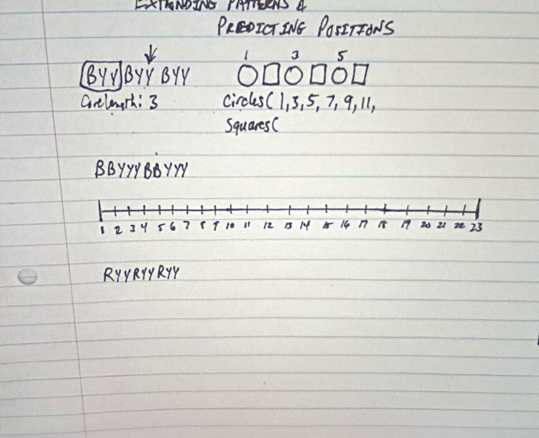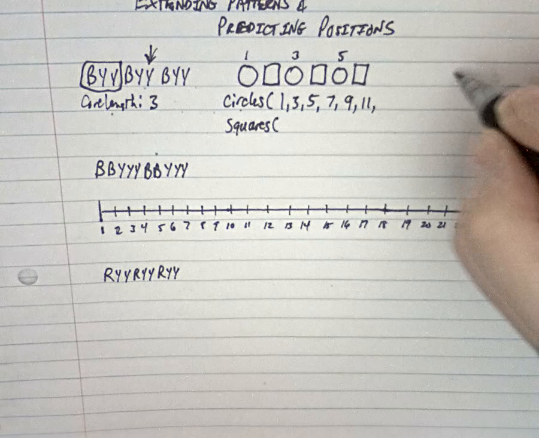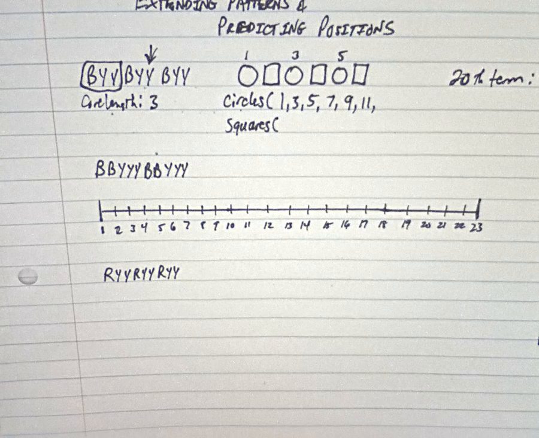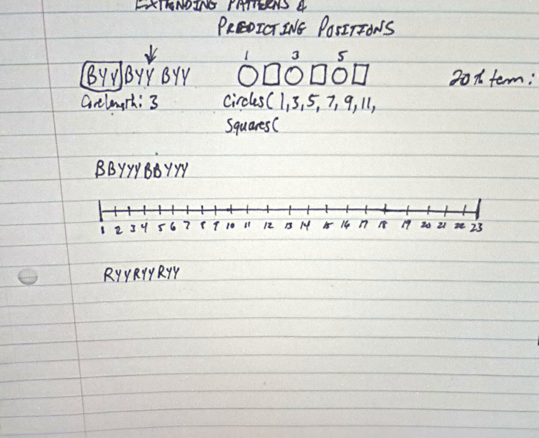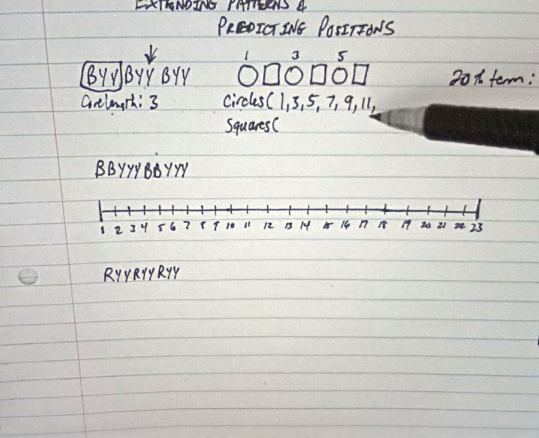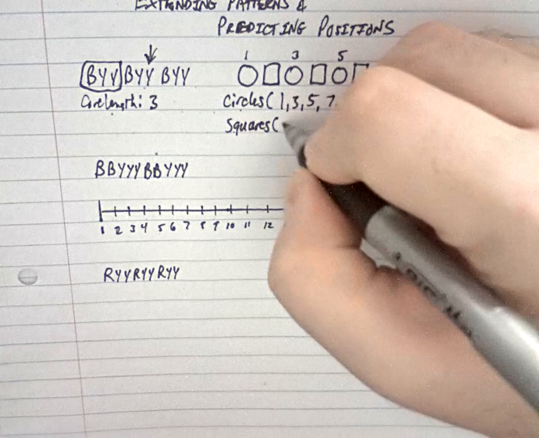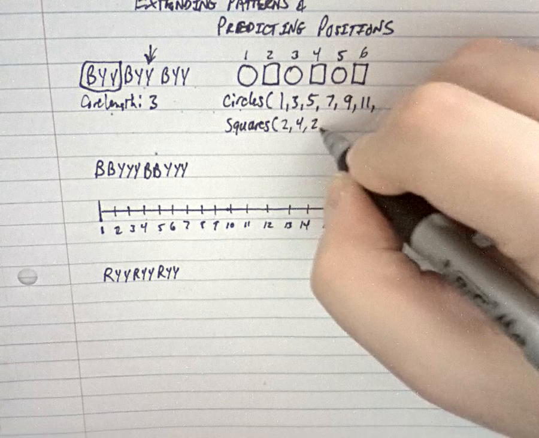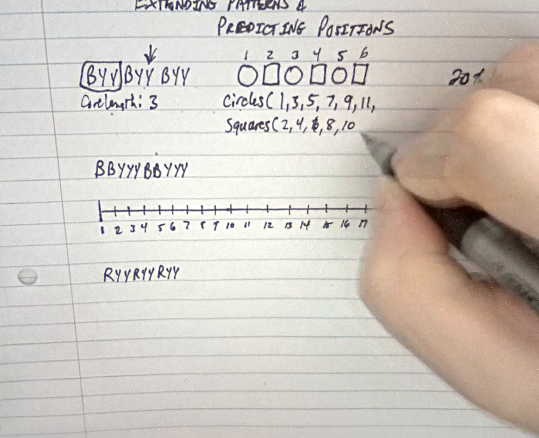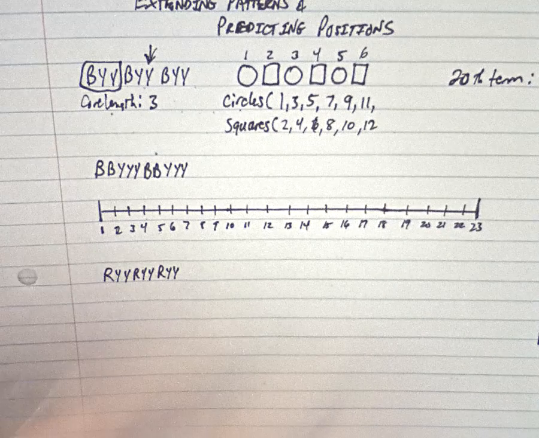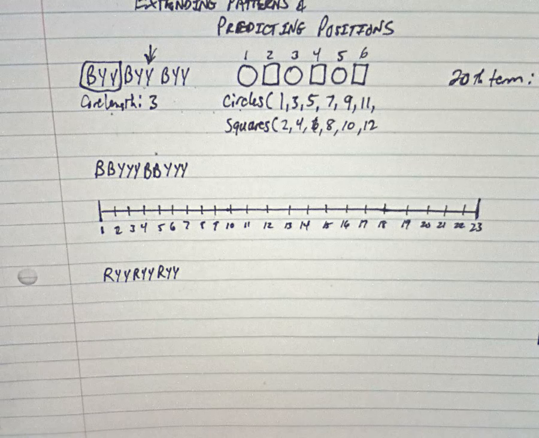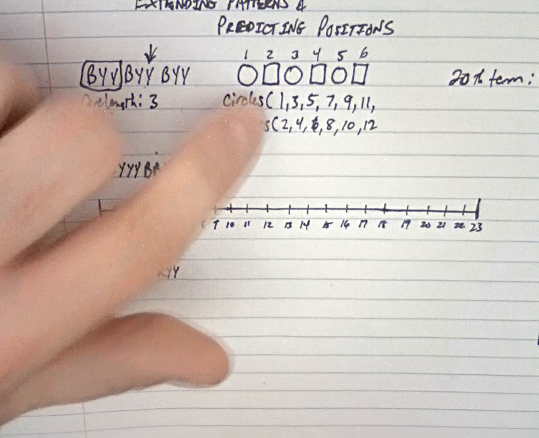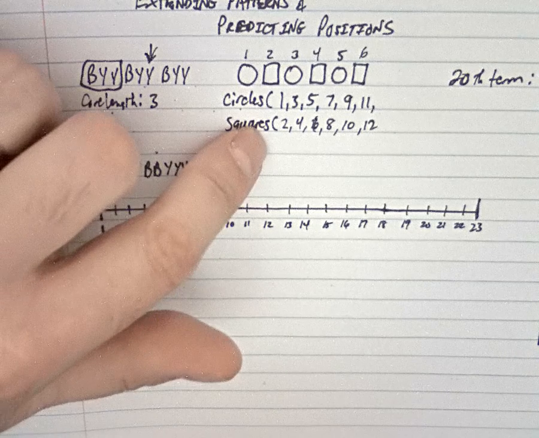So if we're looking for the 20th term, obviously what we know is that these are all odd numbers, right? Let's take a look at the squares. So you have 2, 4, 6, 8, 10, 12. If we were to go further with that, which one do you think the 20th term would be, circle or square? We know that the circles are all odd numbers. We know the squares are all even numbers.